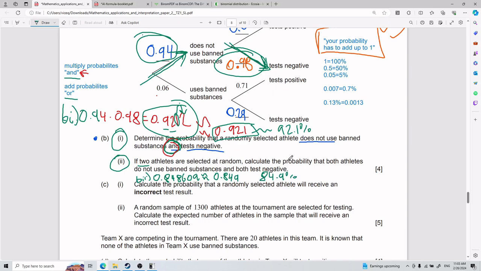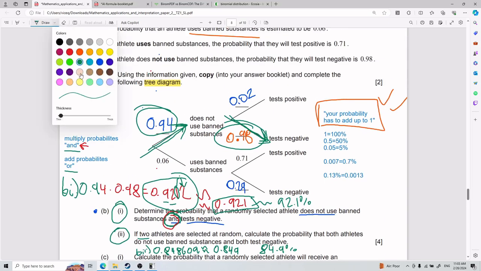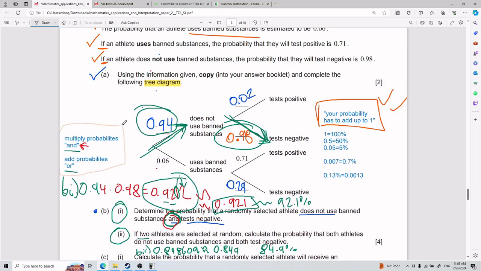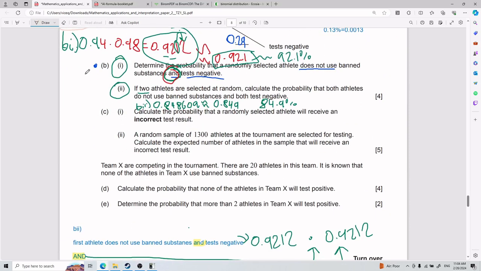All right, so I know that right now some of you might be a little bit confused, but the biggest idea I have to share is that when you see the word "and" in the world of probabilities, you multiply. See? Think about it this way. In order to reach this 98, how do you reach the 98? First you go this way, then you go that way. So first it is: does not use banned substances and tests negative. That is like the biggest idea you can get out of this, okay? Anyways, that is for part B.